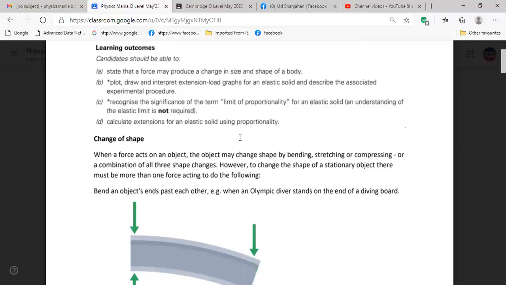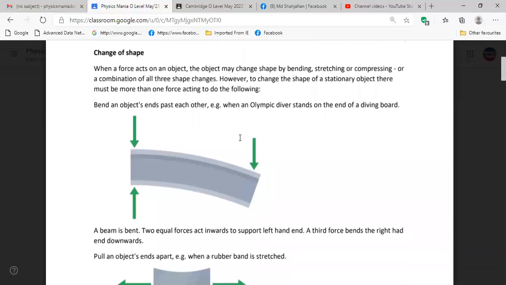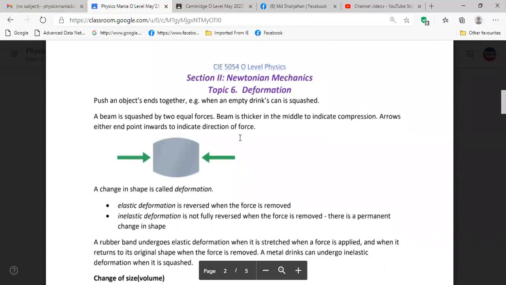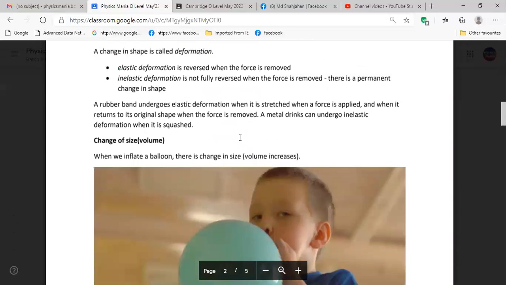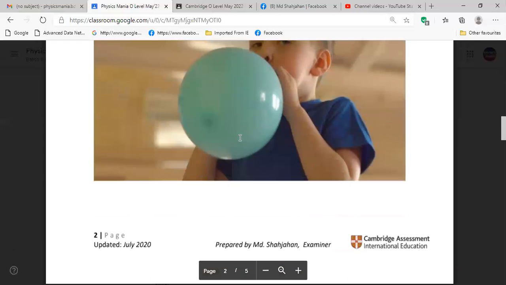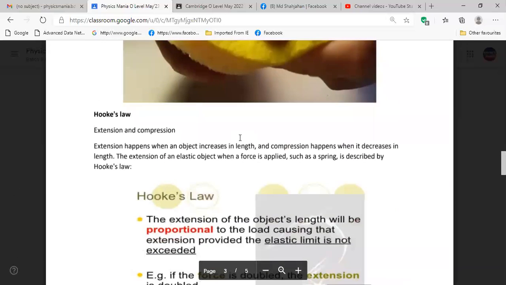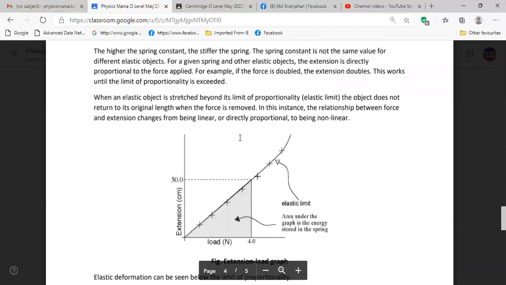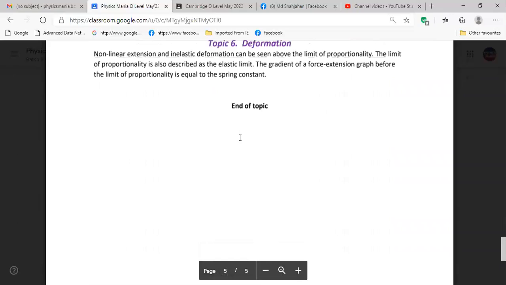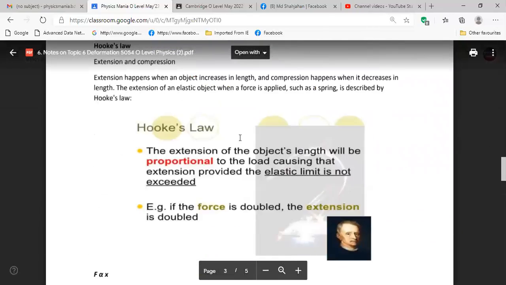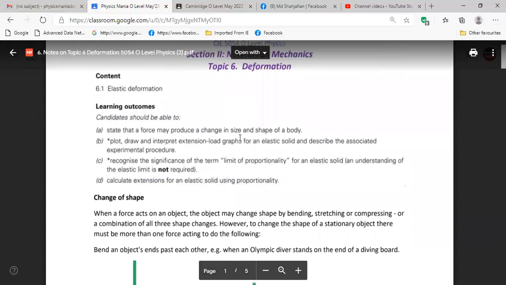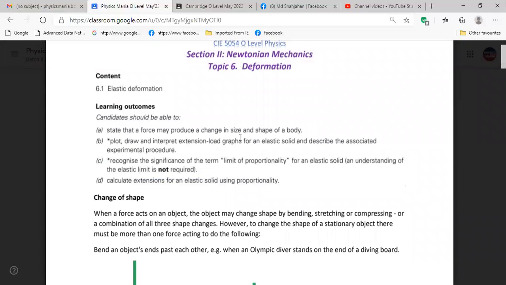Okay, let us go for detail here. We have here change of shape and change of size discussions. Then we have Hooke's law, limit of proportionality. That's it. It's a very small topic. Very small topic. You see, only one content is there, 6.1 elastic deformation.